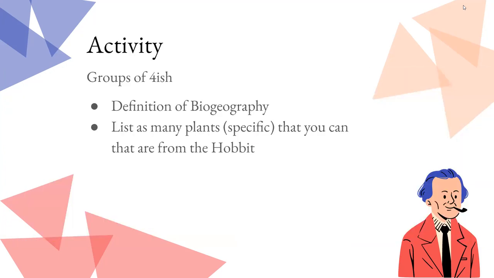First thing, though, is I want to have you all group up. Hopefully you found some type of group, four-ish roughly. I want you to work in that group for just a couple minutes. Start jotting down a definition of biogeography, what you think it means. And then also list as many plants as possible that are in The Hobbit. So feel free to group up and start running.